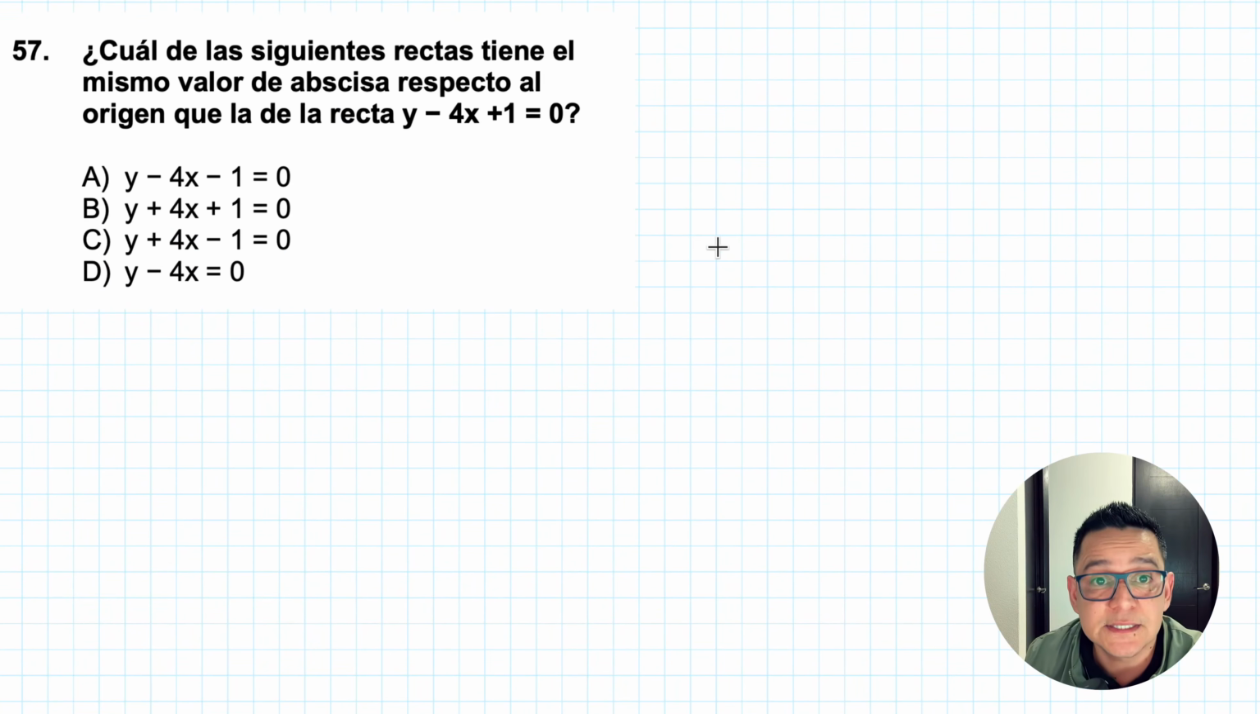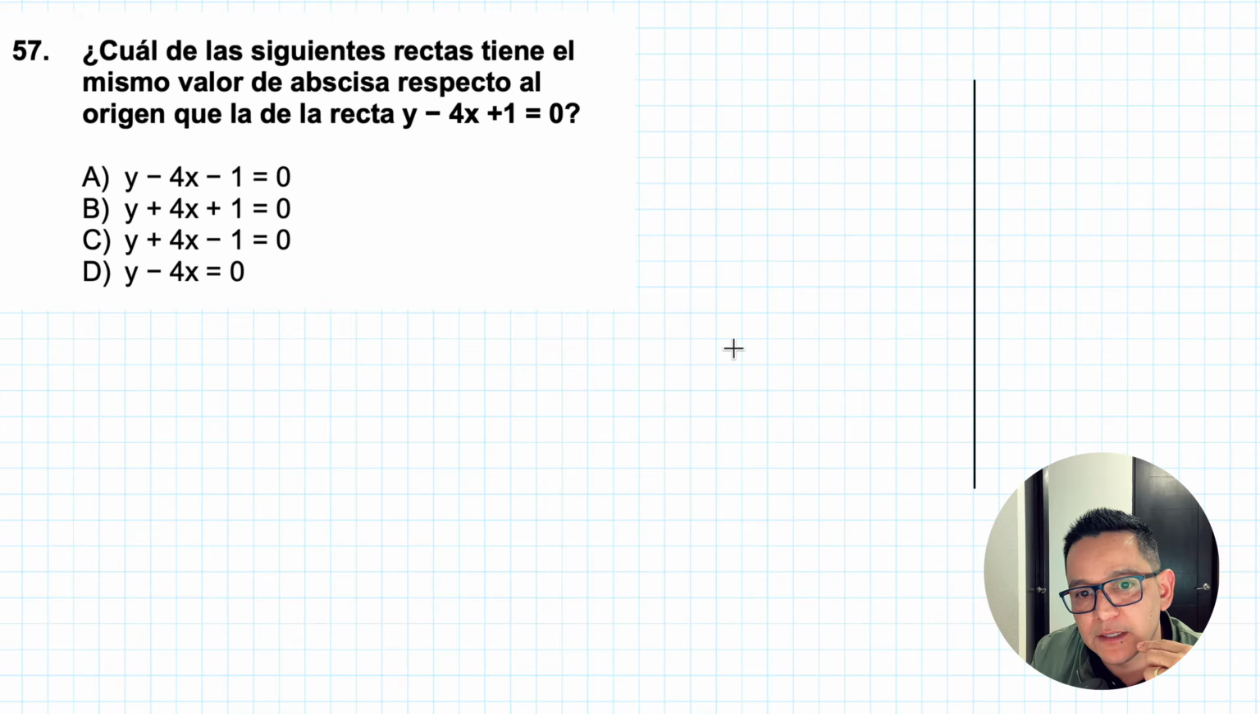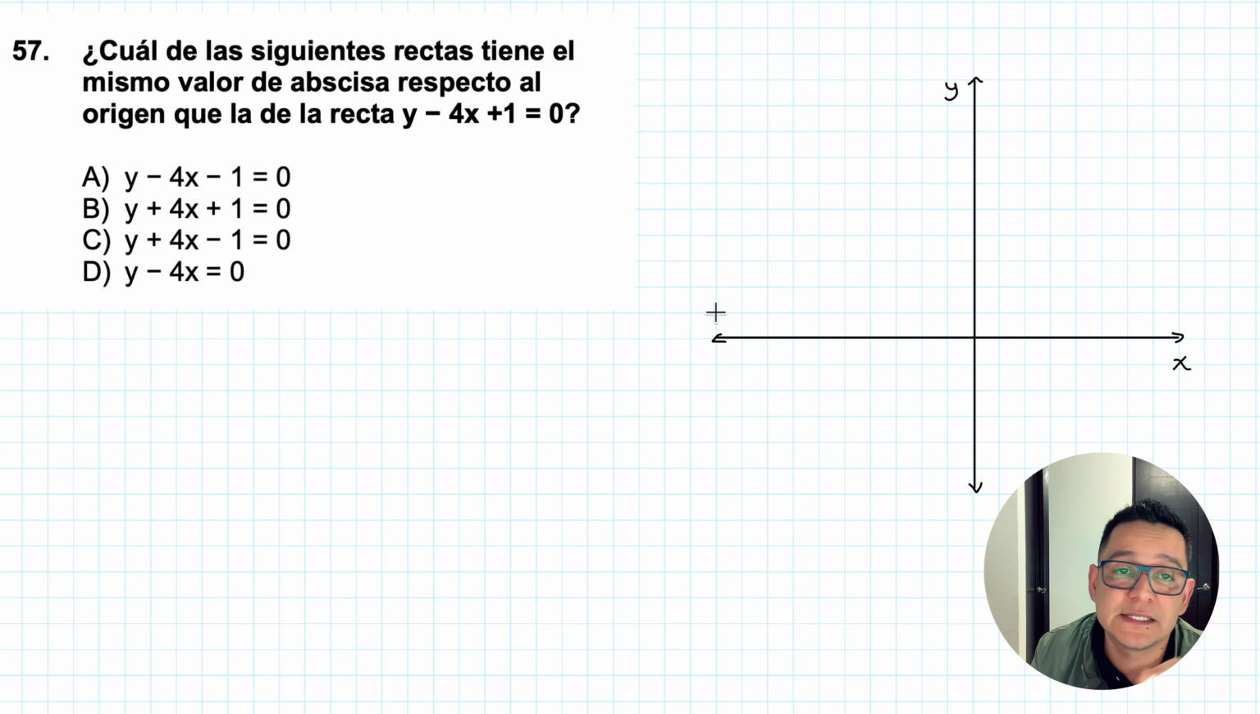Which of the following lines has the same abscissa value with respect to the origin as the line y minus 4x plus 1 equals 0? All right. In this case, let me quickly draw a Cartesian plane, because I need you to understand well before I give you the method for what I'm going to do. Because obviously I could just tell you, look, just do this and that's it. But I need you to understand what we're doing.